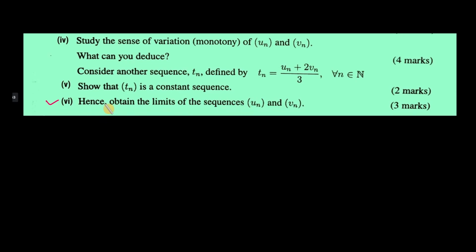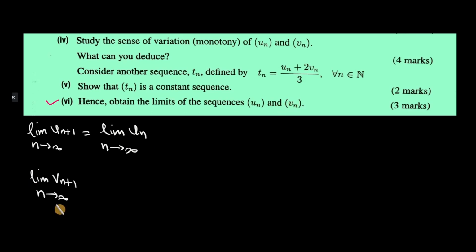Hence means we should obtain the limits using the idea in Roman 5. You know, Un is a recursive sequence. Then lim Un plus 1 as n tends to infinity is equal to lim Un as n tends to infinity. This idea is the same for all recursive sequences. Also, since Vn is a recursive sequence, it means lim Vn plus 1 as n tends to infinity is equal to lim Vn as n tends to infinity.